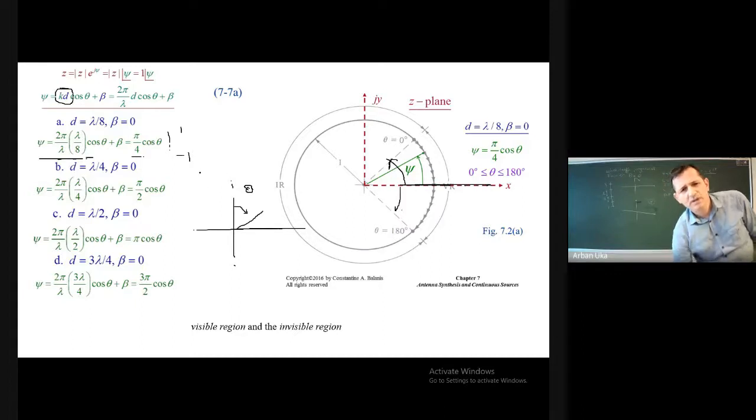But if we want a null in the real space at an angle of 30, then we obtain a value for psi equal to pi over 4 times cosine 30, which is pi over 4 times square root of 3 over 2. So this is square root of 3 over 8 times pi. Let's even write a couple of values here.